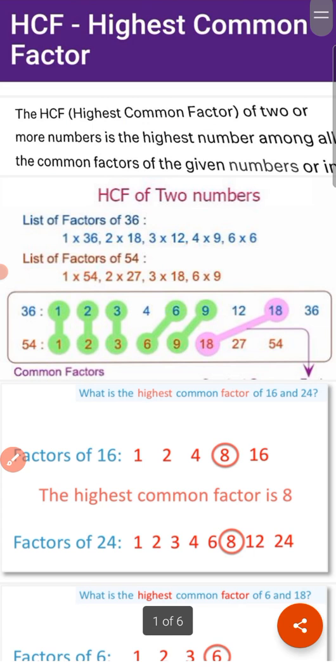So, children, today we learned how to find the highest common factor or HCF. The highest common factor of two or more numbers is the highest number among all the common factors of the given numbers. To find the HCF of two numbers, first find the factors of the given numbers. Then find the common factors. Then find the highest number, largest number. That is the HCF, highest common factor. Hope this topic is clear for you.